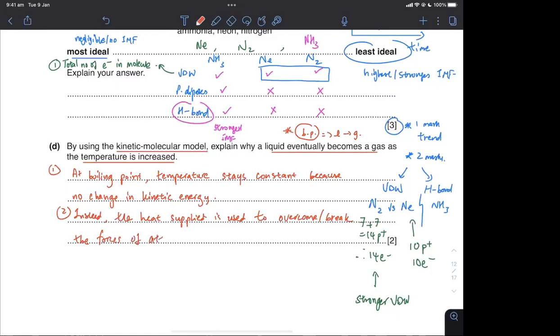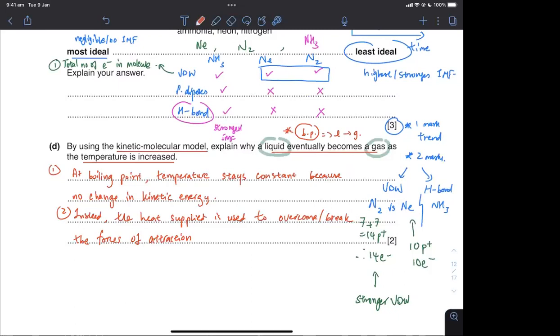I do not want to talk about intermolecular forces because the question does not mention simple molecule. It just says liquid, it just says gas. It could be a giant ionic structure. It could be a giant metallic structure. It could be a giant covalent structure. It could be a simple molecular structure. It was never mentioned in the question. So I do not assume, because if the question doesn't specify, I do not assume.